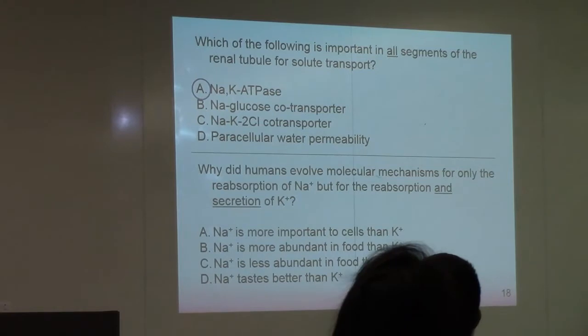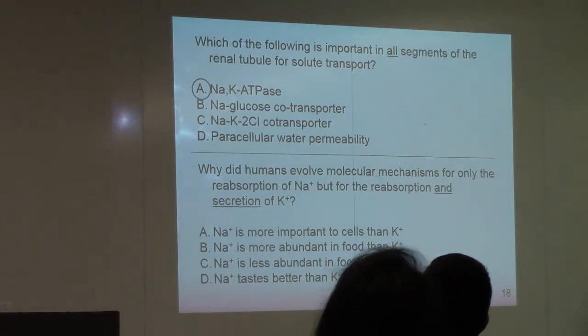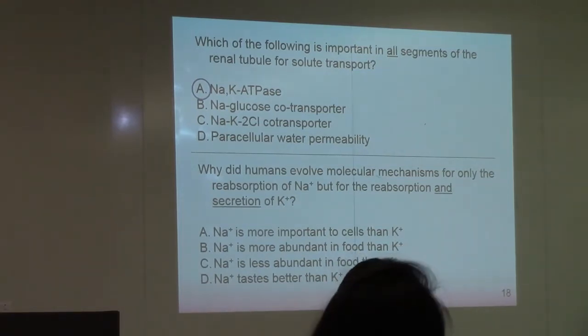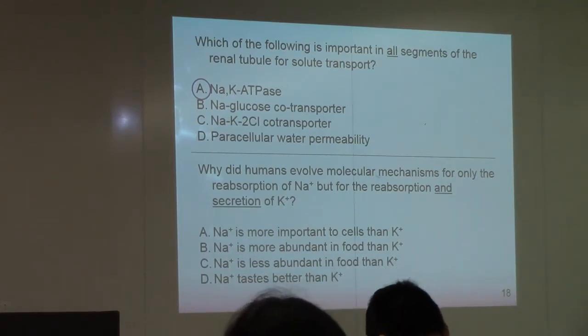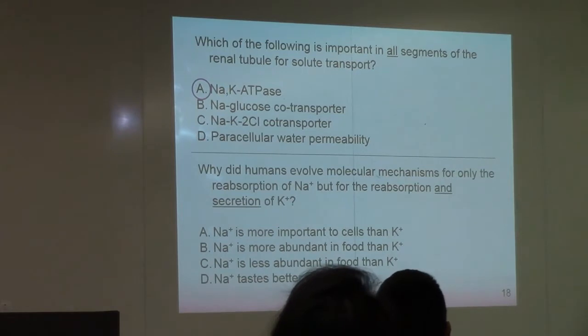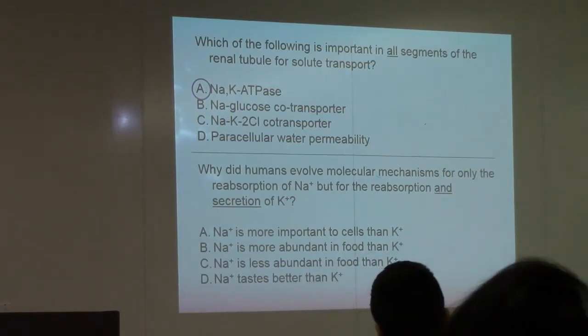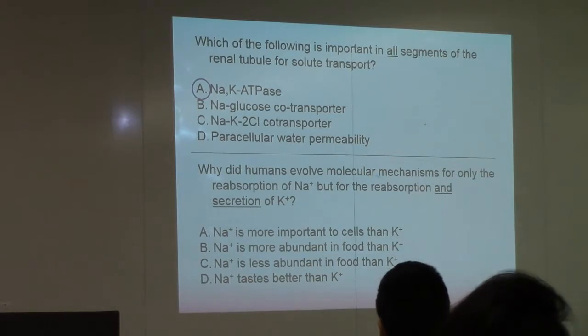Best answer is A. Paracellular, there are parts of the nephron where that doesn't apply. Remember, the ascending limb of the loop of Henle is not water permeable. So that one, B, is right out. Sodium potassium 2-chloride cotransporter is not expressed in the proximal tubule, but it is expressed in the ascending limb of the loop of Henle. That sort of thing. So only the sodium potassium ATPase is present everywhere. I mean, in all segments of the nephron.